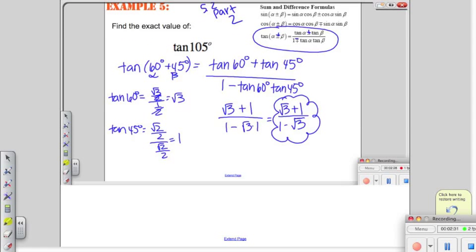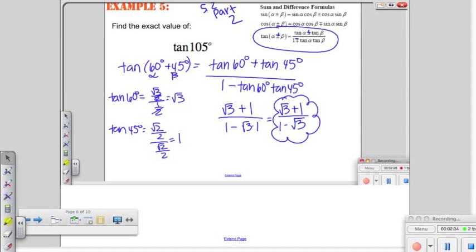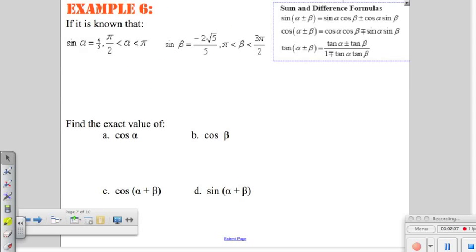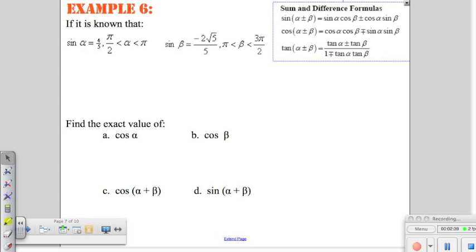Let's take a look now at our next example. The next example is going to get a little bit trickier. I'm going to be given what the sine of alpha is and also what the sine of beta is. And I want to find the cosine of those two angles and also their sums. So let's just go ahead and look at this first one.